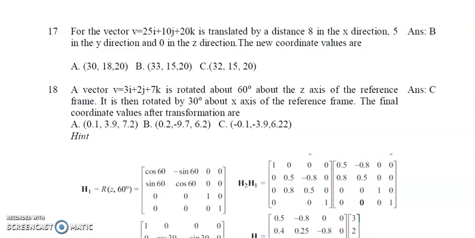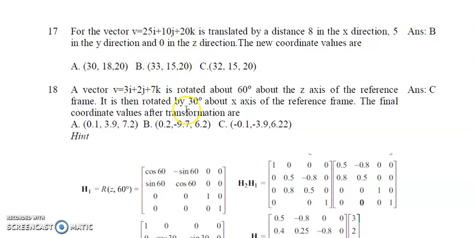A translation is from one point to another point, that is simple addition actually, matrix addition. So if you are taking 25, 10 and 20, this is xi plus yj plus zk, that is the meaning actually. So you have to add them. 25 plus 8 is equal to 33, and 10 plus 5 is equal to 15, and 20 plus 0 is equal to 20. So 33, 15, 20, that is actually answer B.